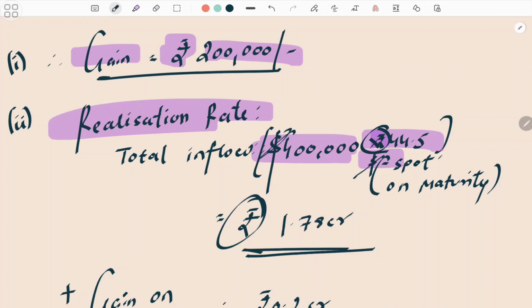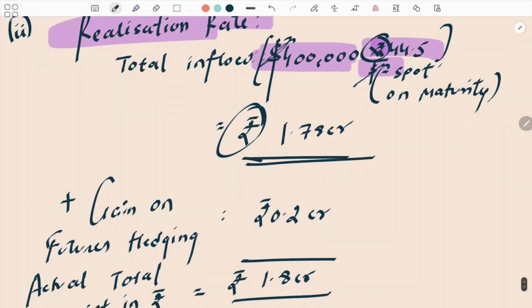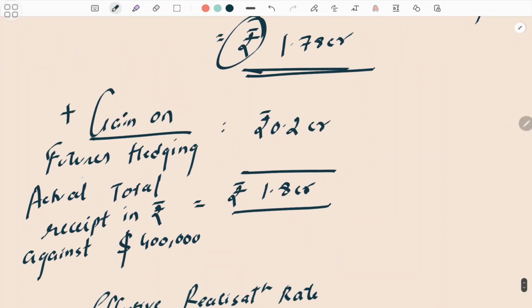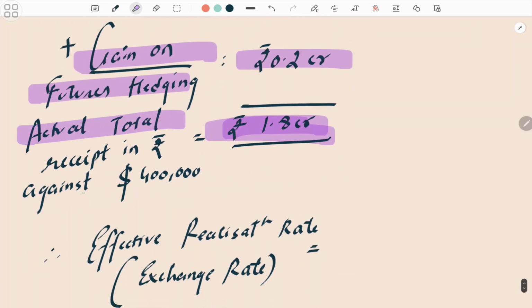So what I have is 1.78 crore, but this is not my only inflow. I also have 2 lakh rupees. If you notice this gain, this is also my cash inflow. So not only 1.78 crore rupees, but I also get the gain on futures hedging, which is 0.2 crore, which is 2 lakh rupees. When I add these two, I get 1.8 crore. This is the actual total receipt in rupee against the 400k, that is the 4 lakh dollars.